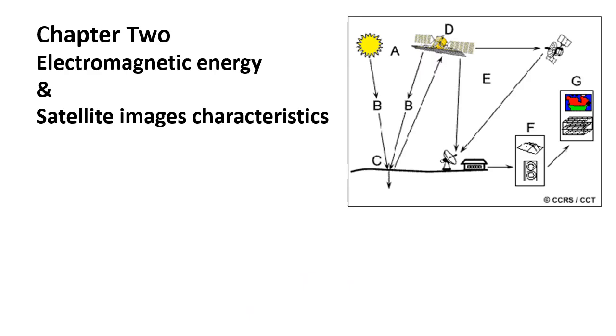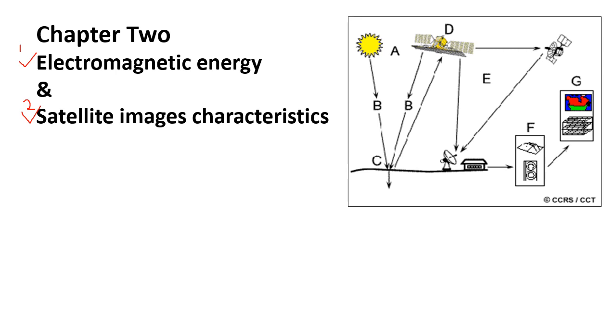Hello, this is chapter 2, and in this chapter we will learn about electromagnetic energy and satellite image characteristics. There are two aspects: electromagnetic energy, and second, satellite image characteristics. If you recall this image in chapter 1, we have already discussed there are 7 elements of remote sensing. And if I group these 7 elements, there are two groups, group 1 and group 2.